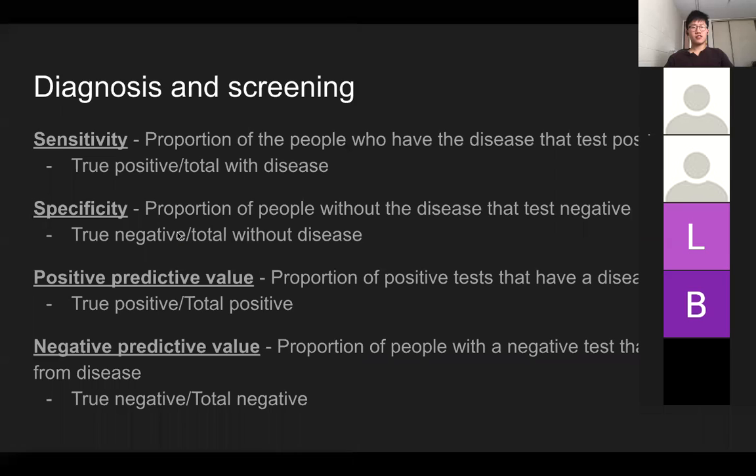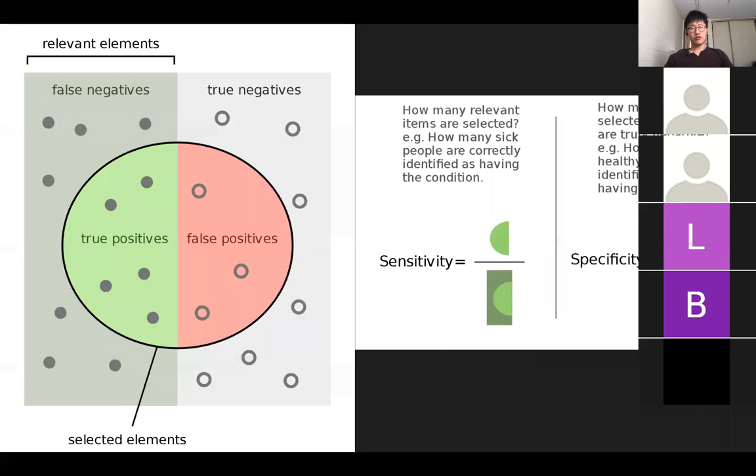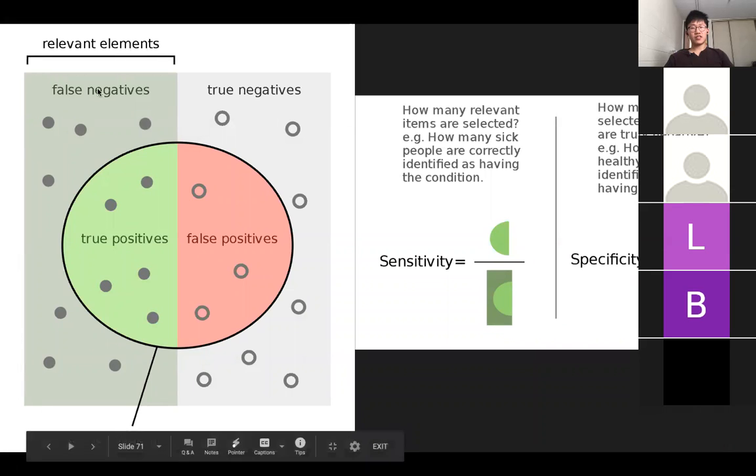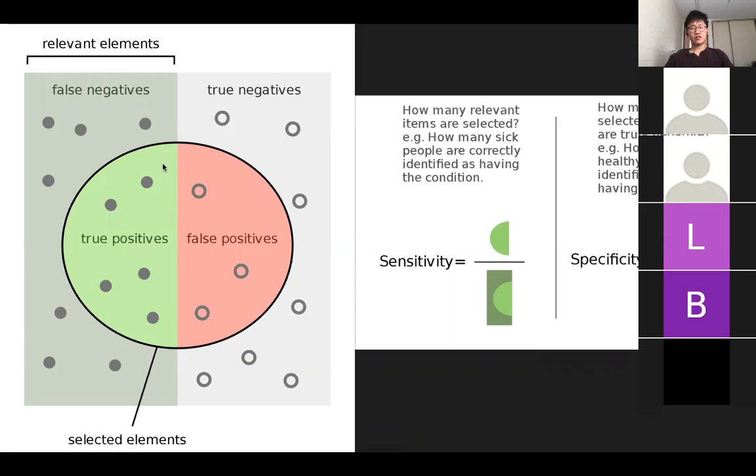So here, sensitivity is, again, the proportion of the people who have the disease that test positive. So of these people who actually have the disease, how many of them have tested positive? And similarly with specificity, how many of the people who don't have the disease have tested negative?